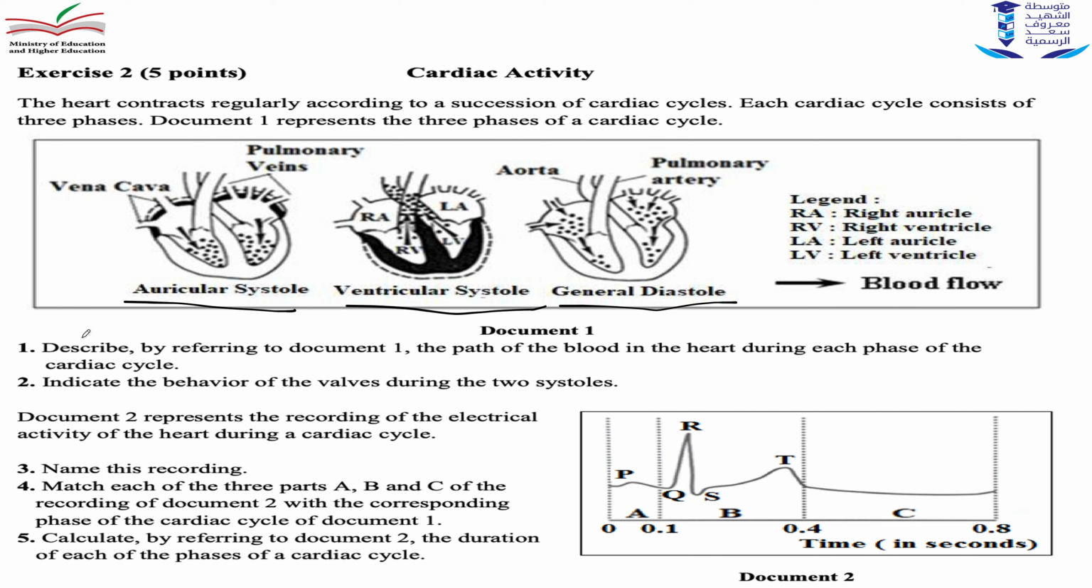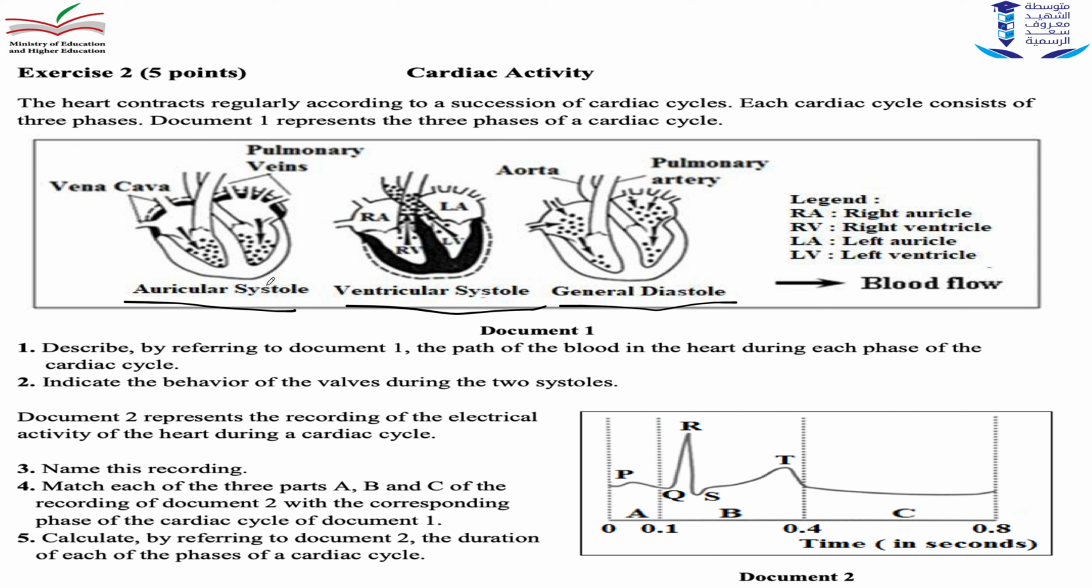Question one. Here you can see the legend. RA is right auricle, RV right ventricle, LA left auricle, LV left ventricle, and the arrow is for the blood flow. Describe, by referring to document one, the path of blood in the heart during each of the cardiac cycle.